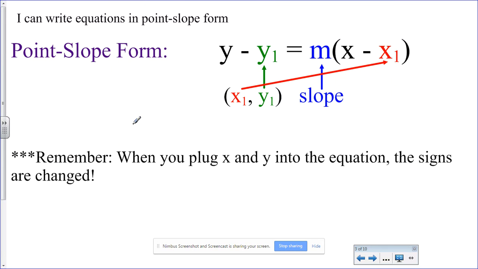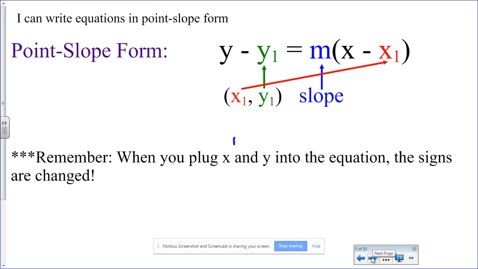Okay, before we get started, we're going to talk about point-slope form. Point-slope form is y minus y1 equals m times x minus x1. So if you have a point and the slope, you can plug those in for your x1, y1, and m, and you have an equation in point-slope form. The biggest thing that you need to remember is that when you're plugging x and y into the equation, you need to make sure you change your signs.